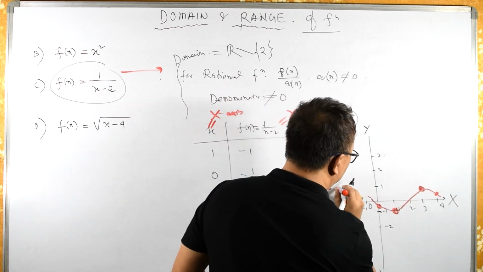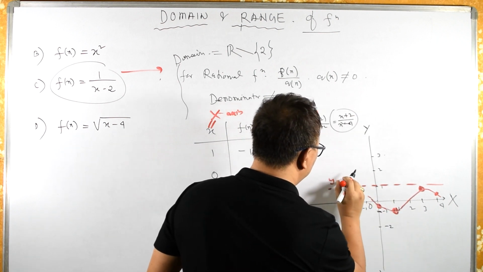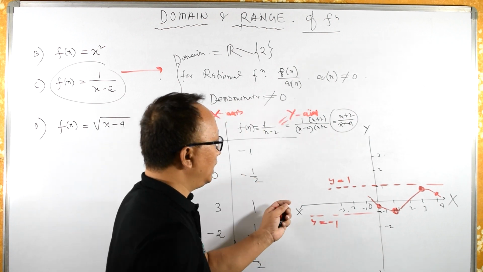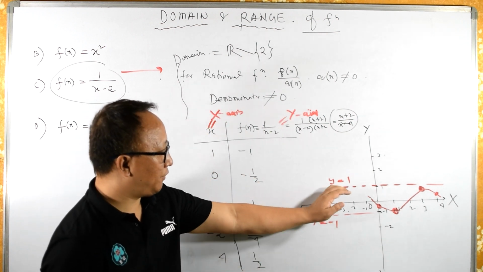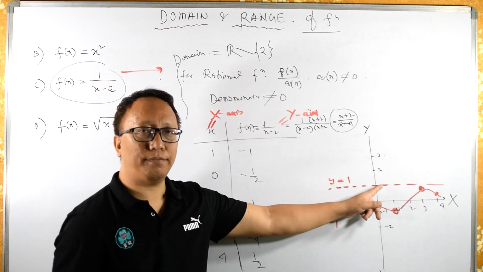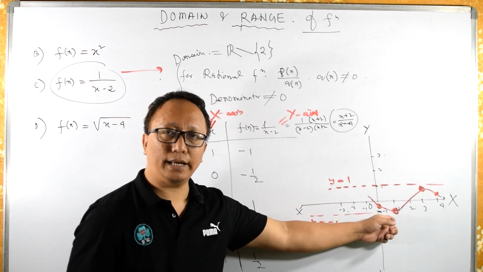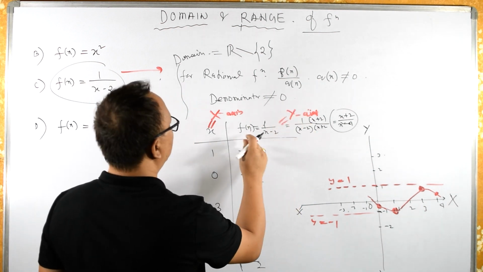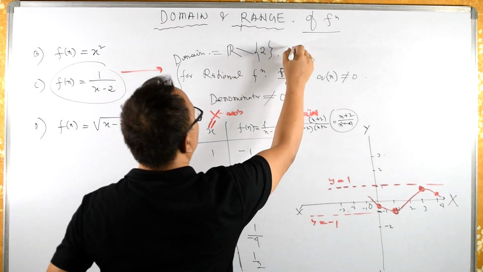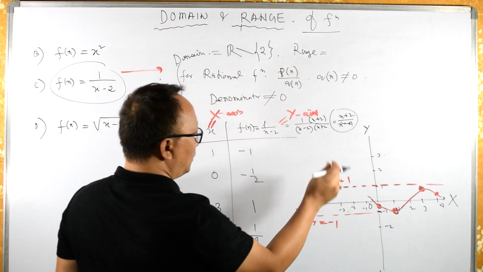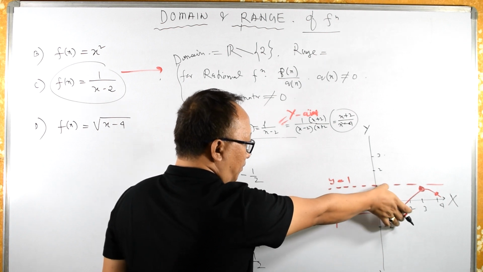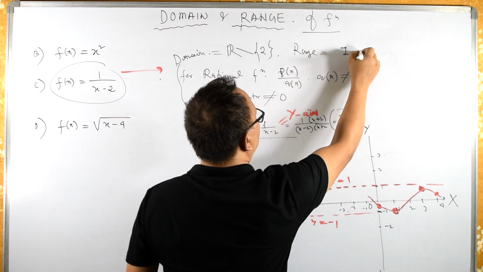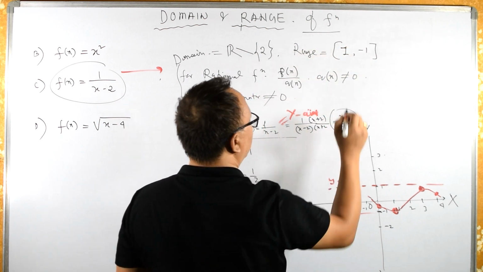Here this line is y equals 1, and this line is y equals minus 1. Therefore, whatever value you give, it lies in between minus 1 and plus 1. Therefore, we can say that for this function, the domain is this, and the range includes plus 1 and minus 1, the closed interval from minus 1 to 1.